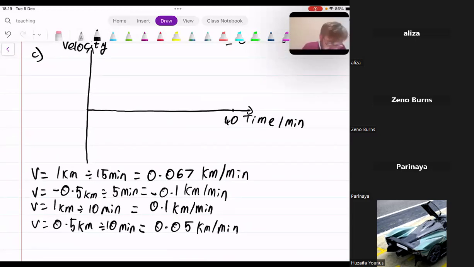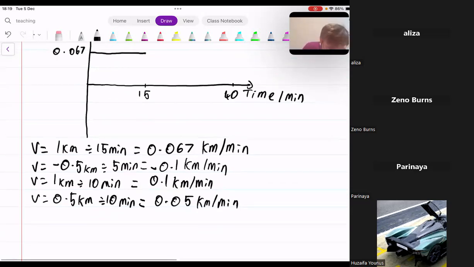So the first section is, let's put it here. This is 0.067, and this is for the first 15 minutes. Then the next section was here, minus 0.1, and that was between 15 and 20 minutes.